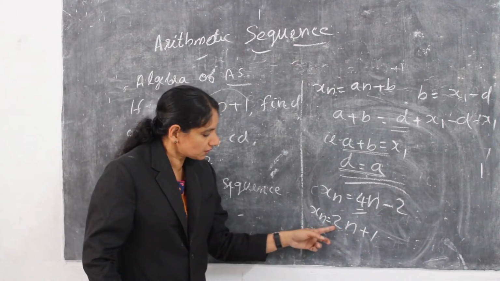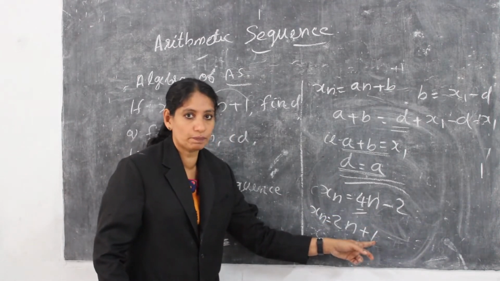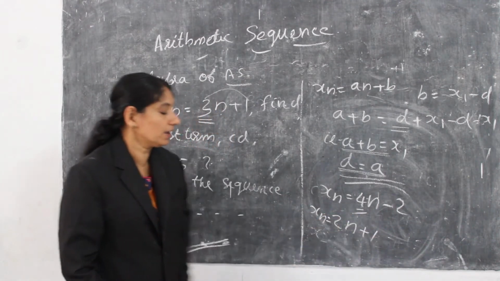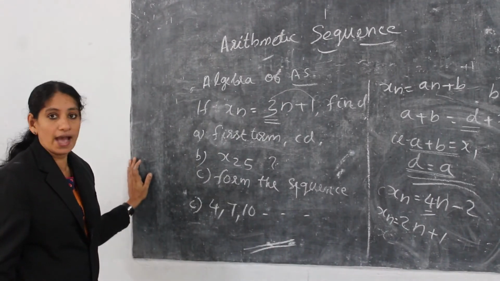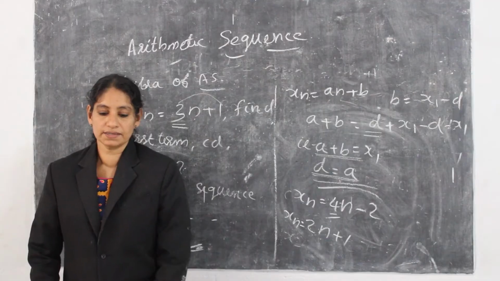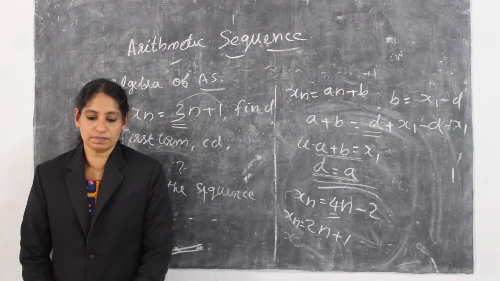What is the common difference? 2, and the first term is 2 plus 1, which is 3. Then once we know the first term and the common difference, it is easy to make the arithmetic sequence. Next is the sum of the terms of an arithmetic sequence.